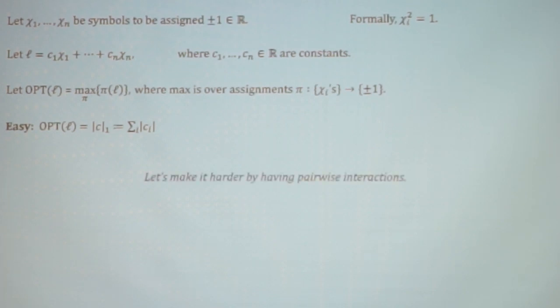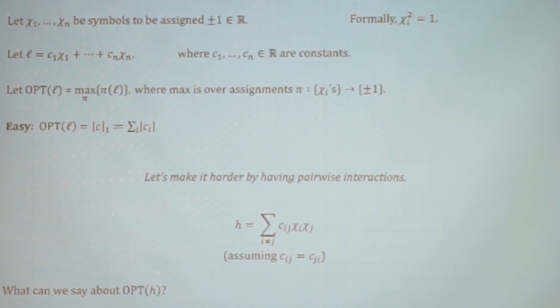Okay, so we may want to make it harder by having pairwise interactions. So maybe now we'll look at a degree 2 polynomial that looks like this. It's the sum of c_ij times chi_i times chi_j. And it's nicest for symmetry if you assume that c_ij equals c_ji. And I also have the assumption here that i does not equal j, because there's no point in putting in a term with i equals j, because we have this rule that chi squared is always 1. So this part never varies, it's a constant, so we don't need to worry about it when optimizing.